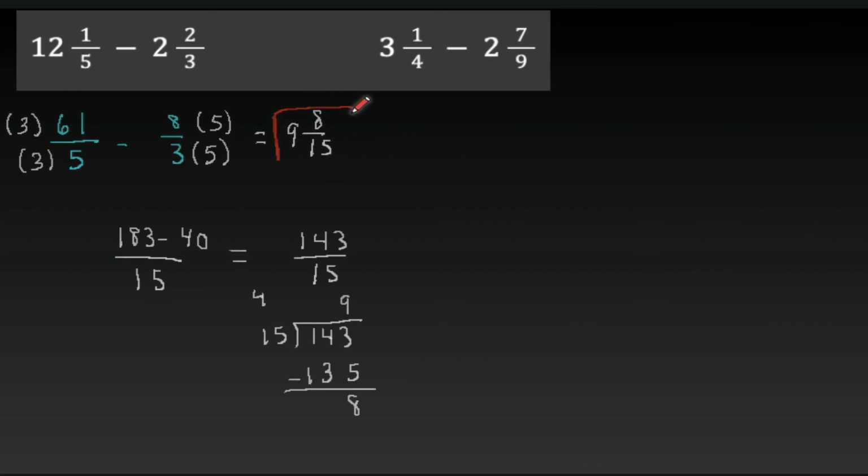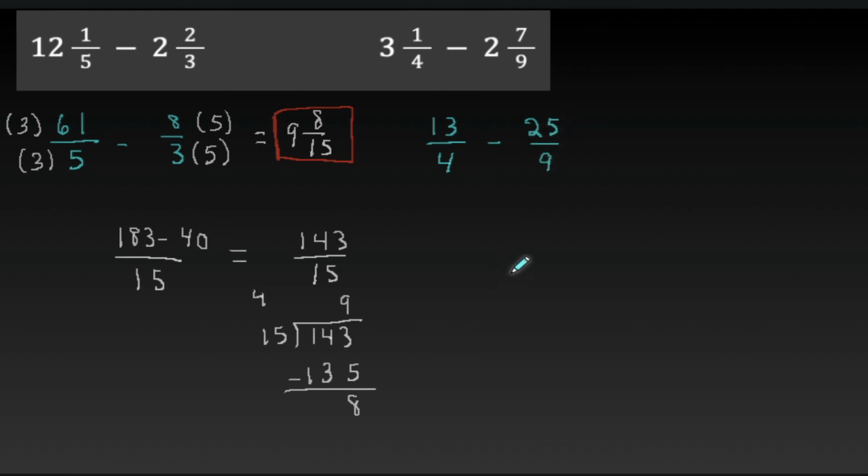Okay, so let's go over the last one here. So we have 3 1/4 minus 2 7/9. So again, we're multiplying the denominator by the whole number of 3, which is 12, plus an additional 1 is 13. So that's written as 13/4, minus 9 times 2 is 18, plus an additional 7 is 25. So that's 25/9.